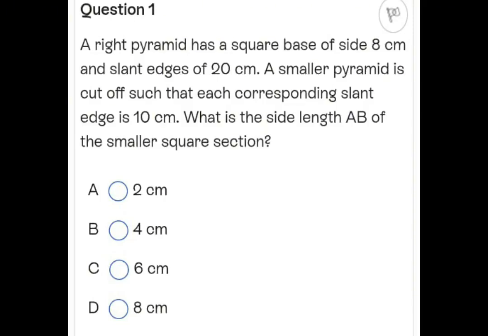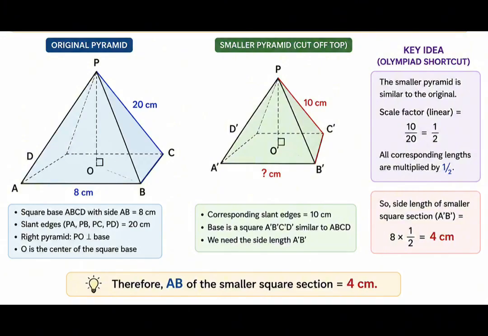The original pyramid, which is the bigger pyramid, has a slant edge of 20 cm, while the smaller pyramid has a corresponding slant edge of 10 cm. With this, we establish a scale factor of 10/20, which is equal to half. Apply this to the sides of the square base of the pyramid. It becomes half multiplied by the 8, which gives us 4. As simple as that. So this is explained better in the diagram.